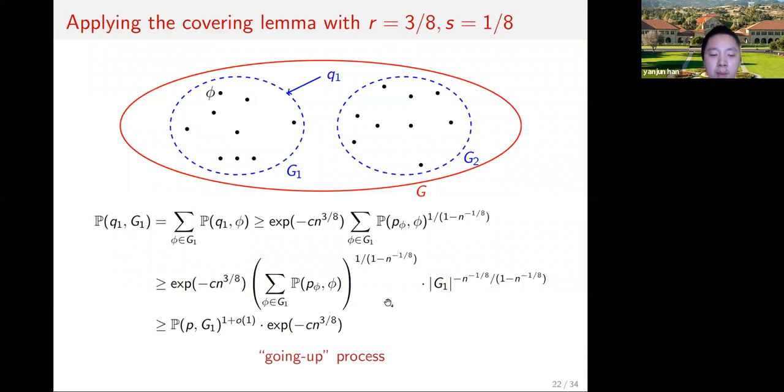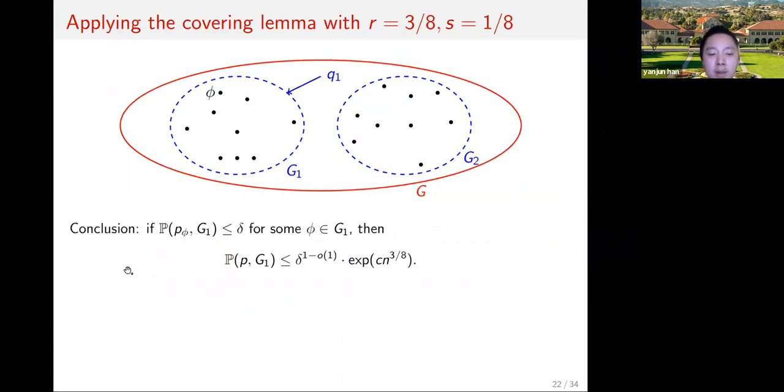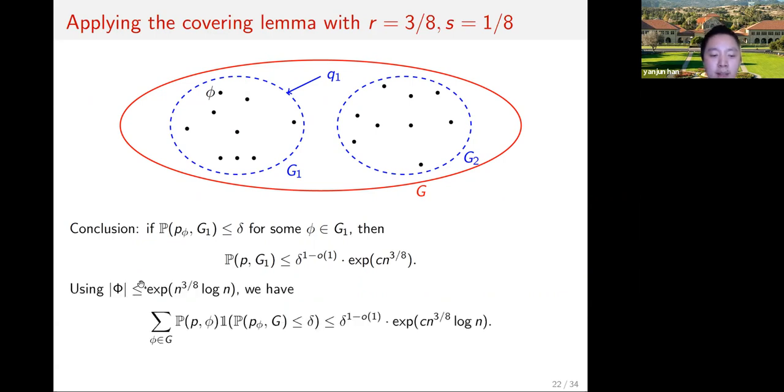So this is the going up process, meaning that an upper bound on the distribution Q1 will lead to an upper bound on the distribution P. And combining these two arguments, we conclude that if we have an upper bound on the probability under P phi, then we will also have an upper bound on the probability under P. And because the cardinality of the small subset is at most of the order n to the 3/8, by summing up, we see that the competitive factor is reduced from e to the root n to e to the n to the 3/8. So the exponent will improve from 1/2 to 3/8.